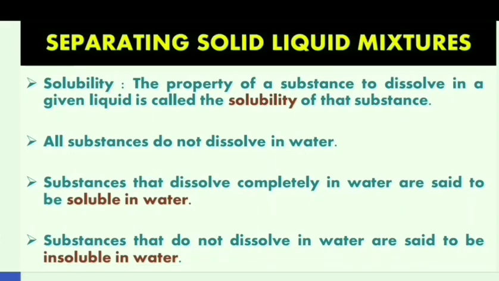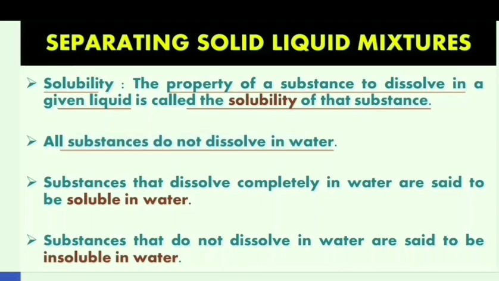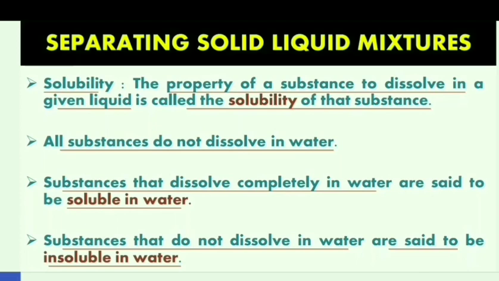First, let us understand some important terms related to these separation methods. First is solubility. The property of a substance to dissolve in a given liquid is called solubility of that substance. All substances do not dissolve in water. The substances that dissolve completely in water are said to be soluble in water. For example, sugar dissolves in water, so sugar is soluble in water. The substances that do not dissolve in water are said to be insoluble in water. For example, sand. Sand does not dissolve in water, so sand is insoluble in water.